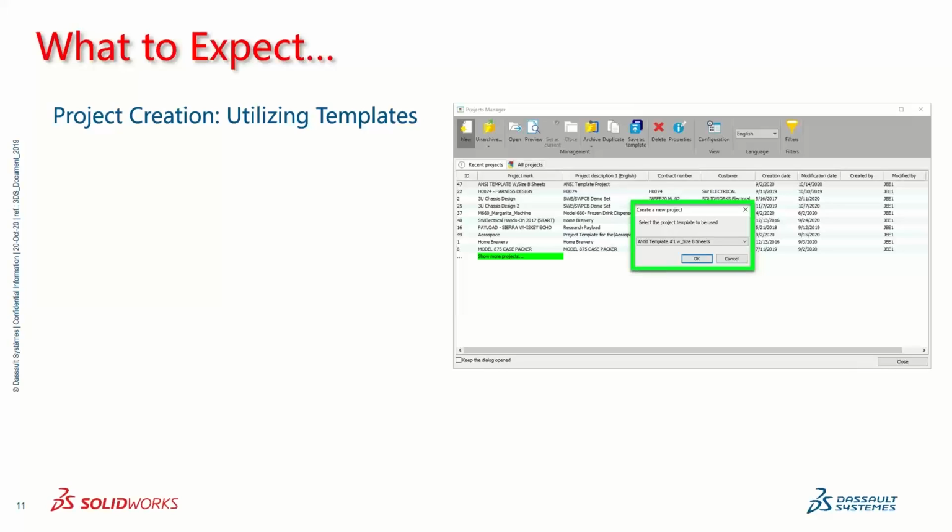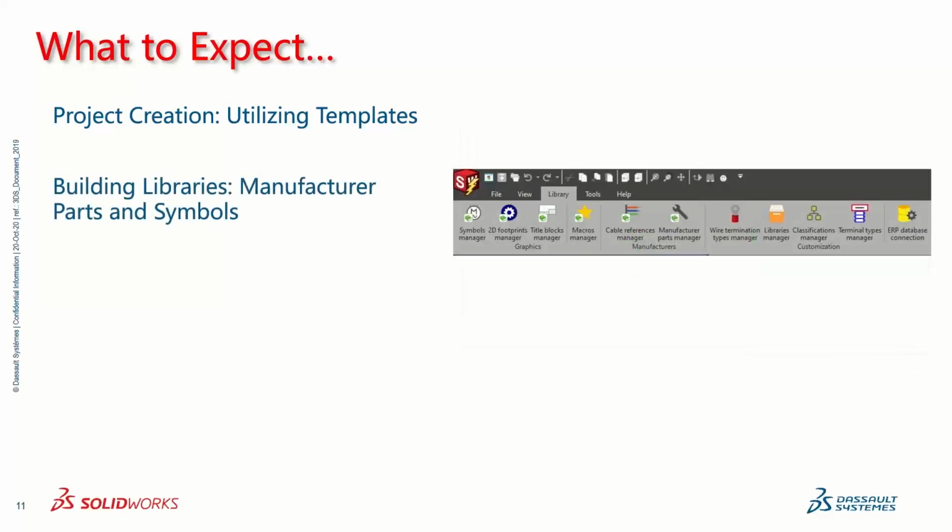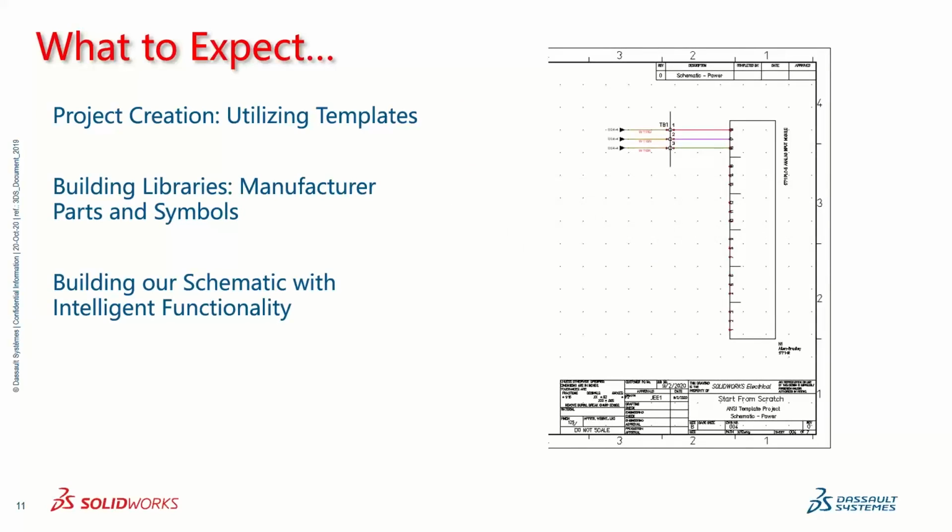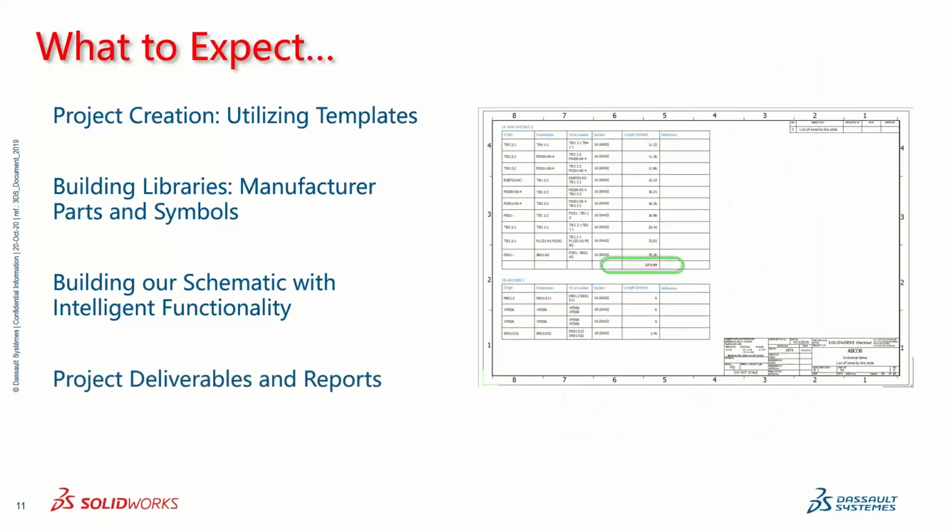So I'm going to use a template to start the project. We're going to work with our libraries a little bit. Then we're going to get into some of the schematics and some of the intelligent functionality that we can take advantage of. And then finally, we'll take a look at some of the deliverables that we have.